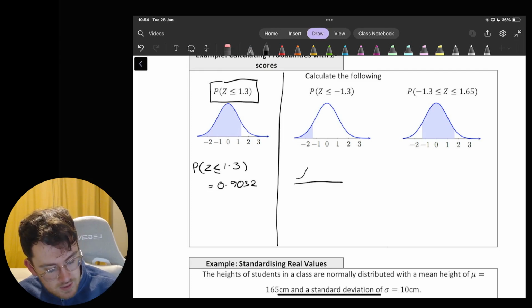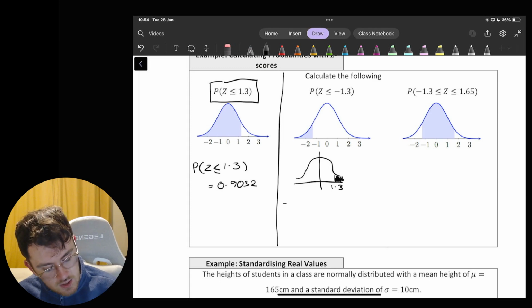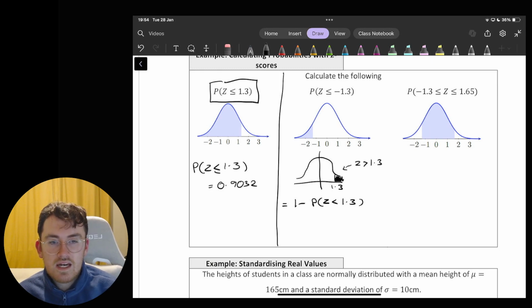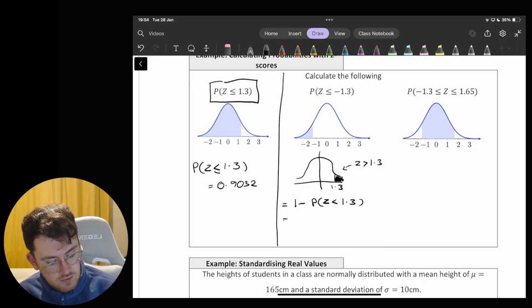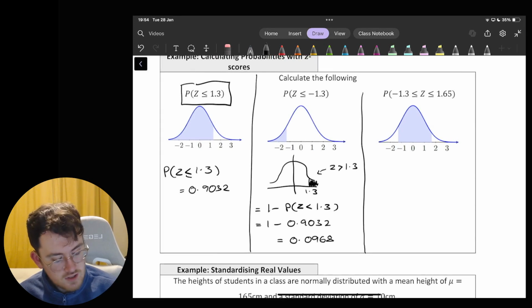Looking at the next example, the probability that z is less than or equal to minus 1.3. By doing a quick sketch, we should hopefully see that that is going to be the same as the probability of z greater than positive 1.3, which is equal to 1 minus the probability that z is less than 1.3. So that's 1 minus 0.9032, which is 0.0968.